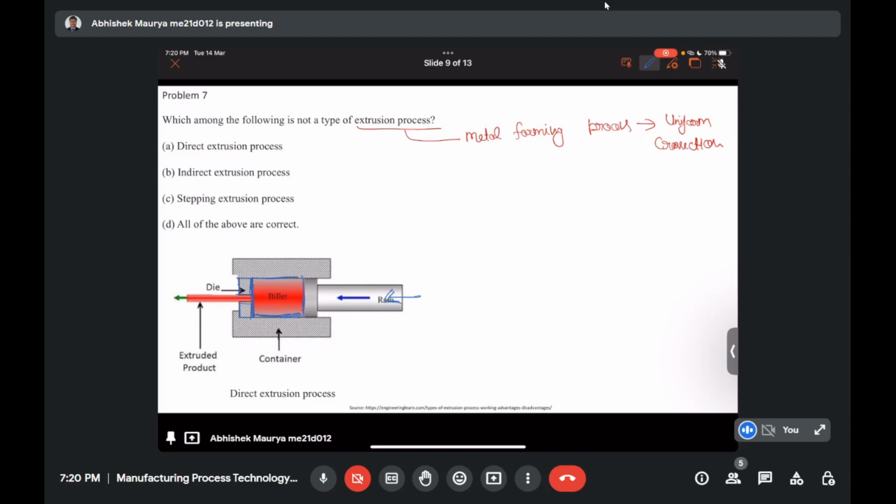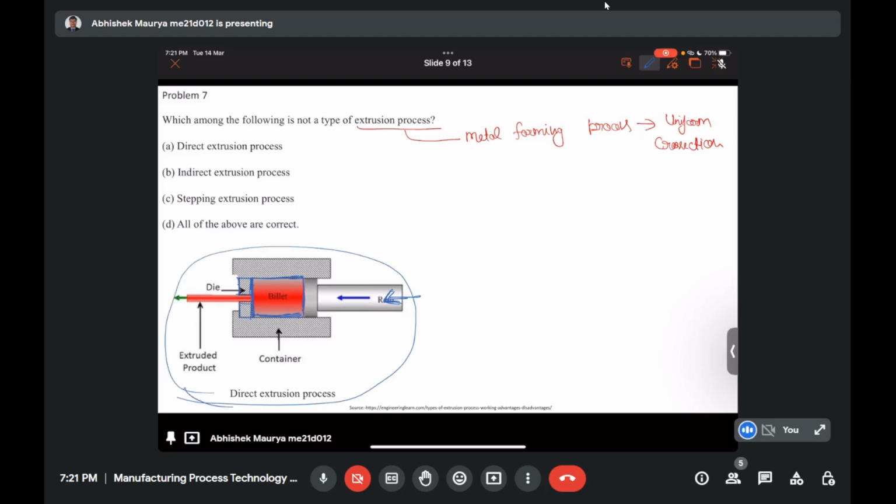We push the material from the back side, and the material flows and takes the shape of the die. Extrusion can be done at elevated temperatures, or at room temperature, based on the properties of the material and the required product. So this is the configuration of the direct extrusion process.